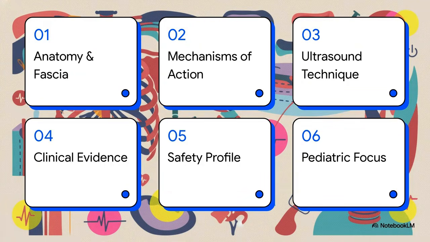Our agenda for today is split into 6 main parts. We'll start with anatomy and fascial barriers, move into the complex mechanisms of action, then cover ultrasound guidance and technique. After that, we'll look at clinical evidence and indications, followed by the safety and complication profile, and finally, wrap up with a pediatric focus and future directions.